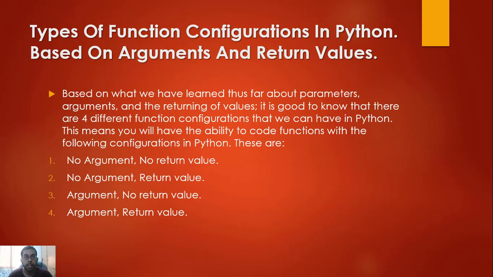Types of function configurations in Python based on arguments and return values. Based on what we have learned thus far about parameters, arguments, and the returning of values, it is good to know that there are 4 different function configurations that we can have in Python. This means that you will have the ability to code functions with the following configurations in Python. These are: number 1, no argument, no return value. Number 2, no argument, return value. Number 3, argument, no return value. Number 4, argument, return value.